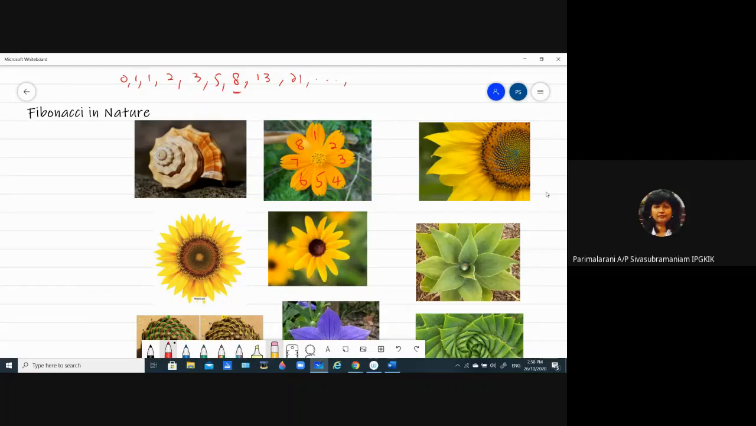How about this flower? How many petals are there in this flower? 1, 2, 3, 4, 5, 6, 7, 8, 9, 10, 11, 12, 13. 13 petals in this flower. 13 is in the Fibonacci sequence. How about this one? Can you count how many petals are there in this flower?